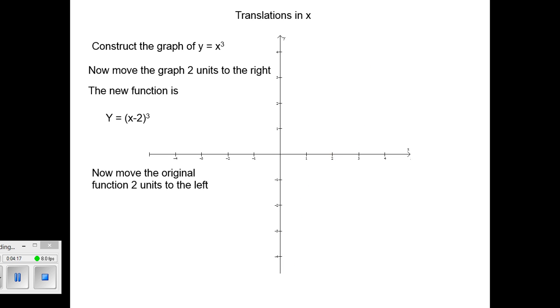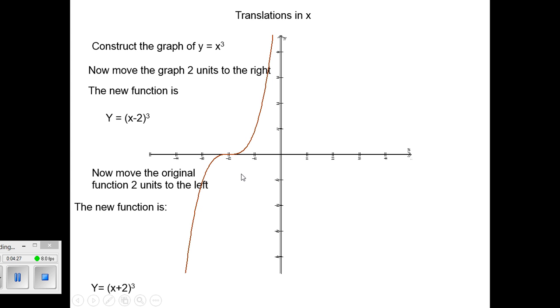So now let's look at moving it 2 units to the left, as is depicted here. All right, and the name of that is y is equal to x plus 2, the quantity cubed. Again, if you were to ask what is the x-intercept, we would set y equal to 0. Setting y equals 0 would say x plus 2 cubed equals 0, which would say x plus 2 equals the cube root of 0, which is, of course, 0.